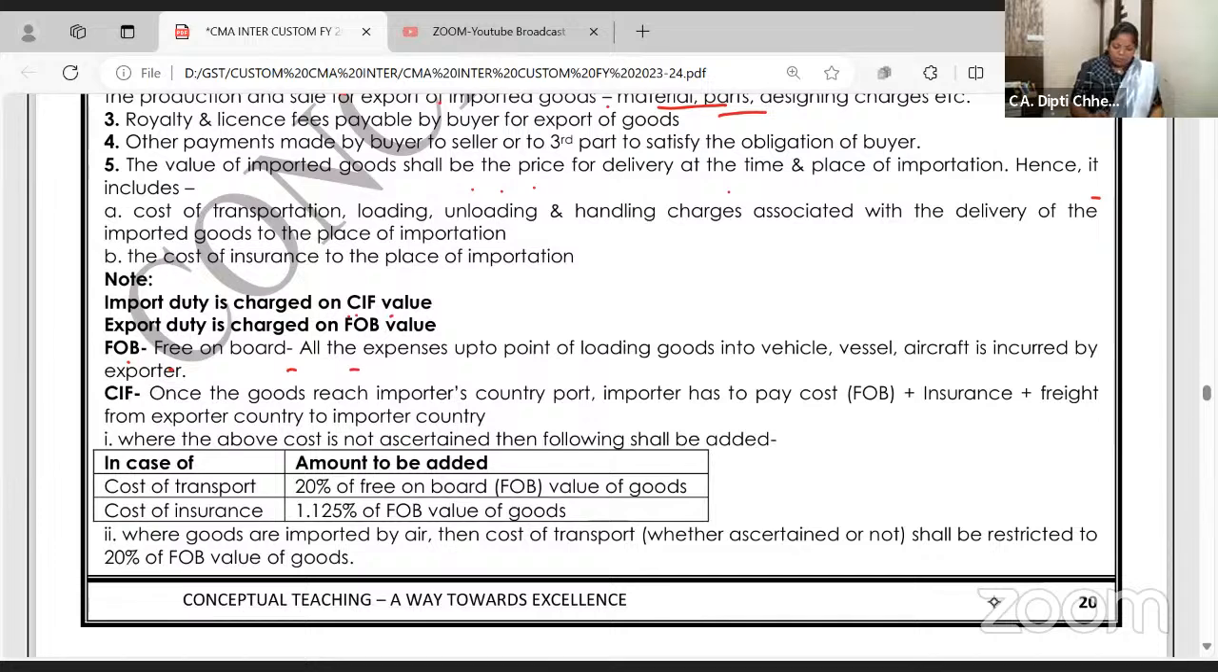FOB is free on board, all expenses up to the point of loading the goods in the vehicle, vessel or aircraft. CIF, once the goods reach importer's country, importer has to pay cost, insurance, freight.